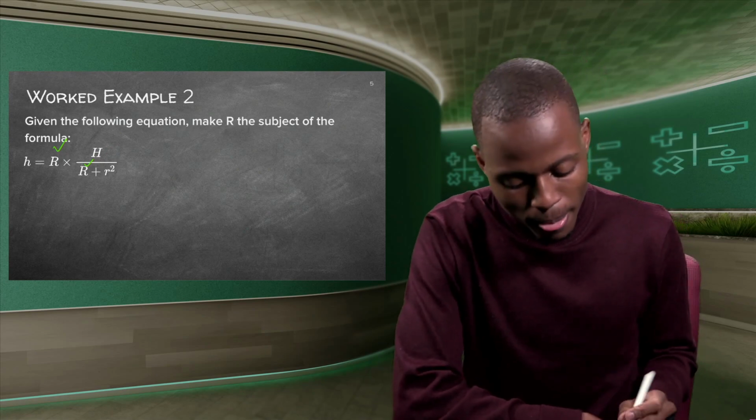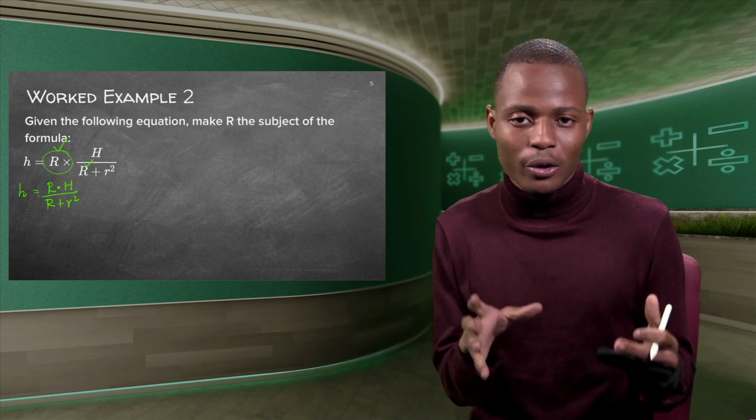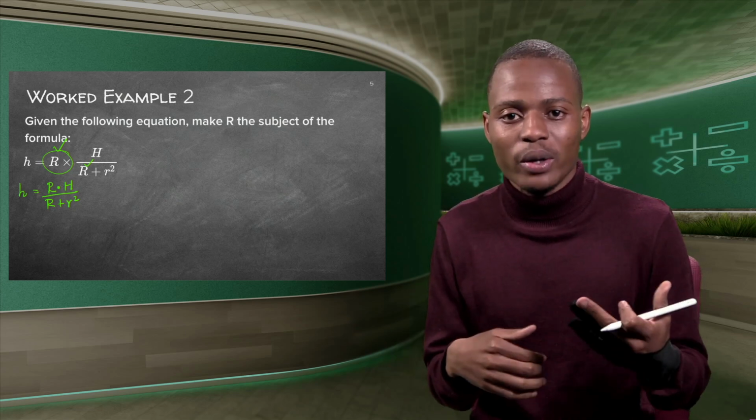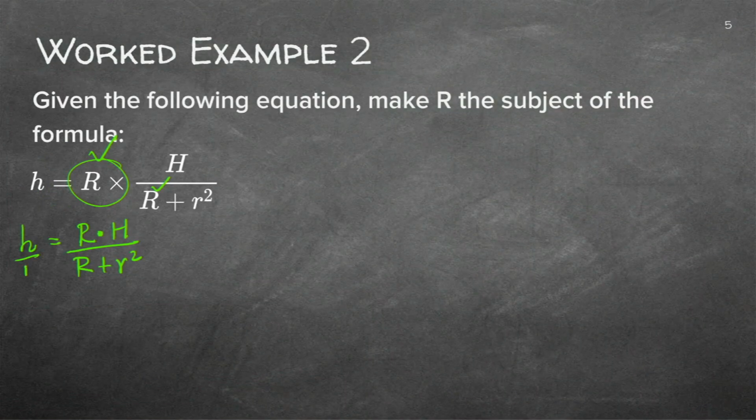This is how it's done. You need to understand that R times H up there, you can write this as small h equals R times H divided by R plus R squared. So that is another mathematical representation of what you had on top there. We didn't change much, we just changed how we represent the whole thing.